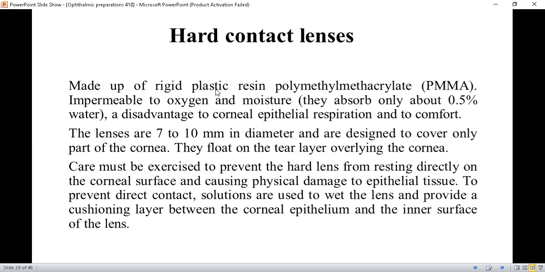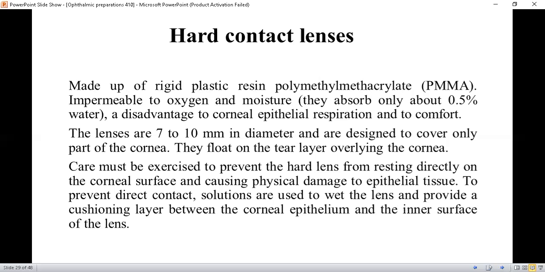Students, hard contact lenses are made up of a rigid plastic resin, polymethyl methacrylate, abbreviated as PMMA. Hard contact lenses are impermeable to oxygen and moisture. They can absorb only about 0.5% of moisture or water. This affects corneal epithelial respiration: if the lens is impermeable, there will be difficulty for oxygen to reach the epithelial cells of the cornea.